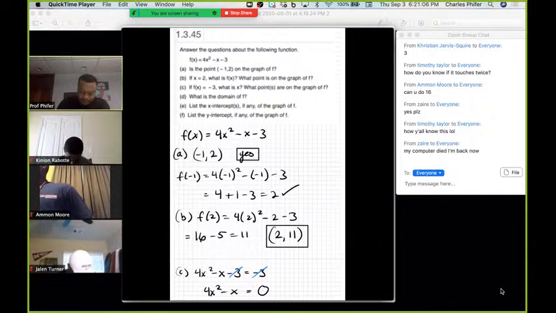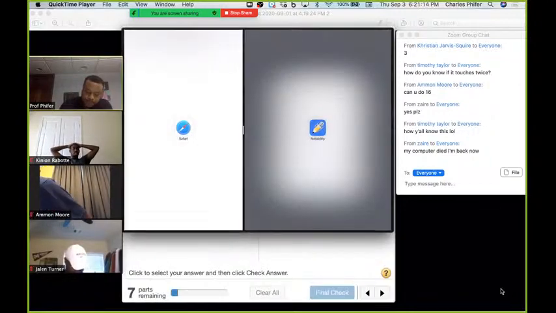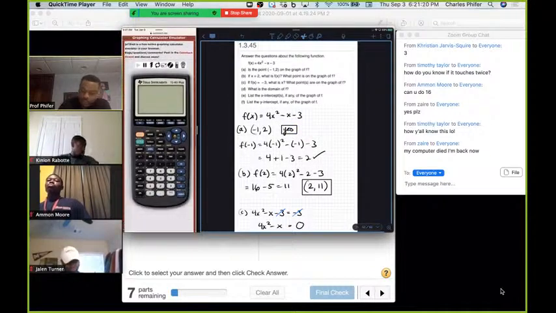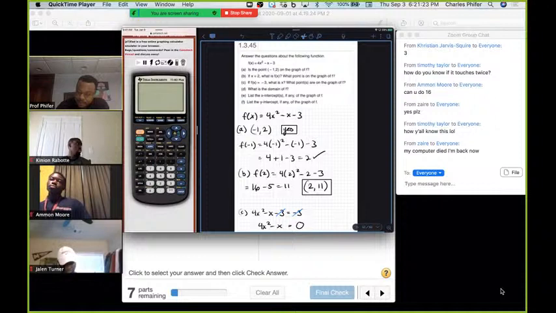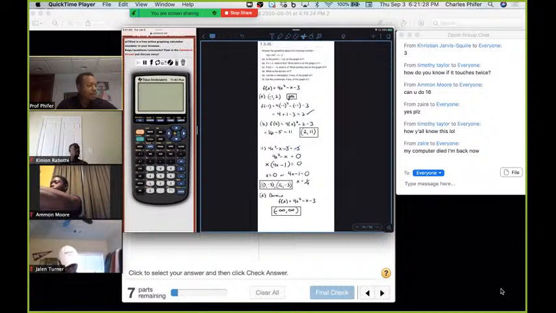So I'm going to use my calculator. It's looking good. Let's reload and refresh. Let's get rid of this paper. That looks good. So we're going to go to y equals. The original is cleared. Let's enter 4x squared minus x minus 3. I'm going to quit and go to Y variables, number 1 and 1.